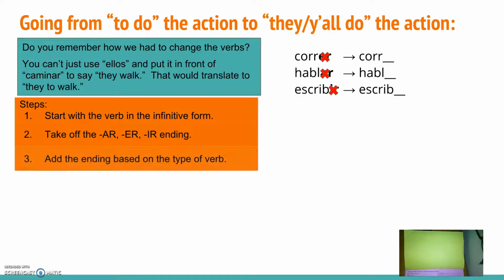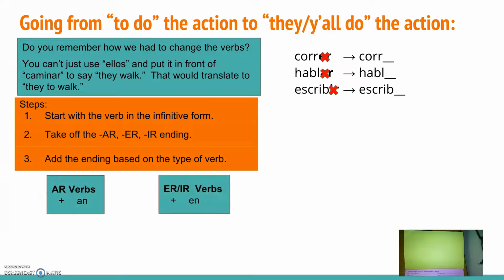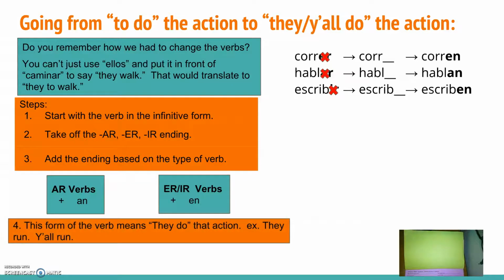From the stem, you are going to add the ending based on the type of verb. If it is an AR verb, such as hablar, we're going to add back an AN. If it is an ER verb or an IR verb, such as correr or escribir, we will add back EN. So for our examples, we're left with corren, hablan, and escriben. This form of the verb means they do that action.